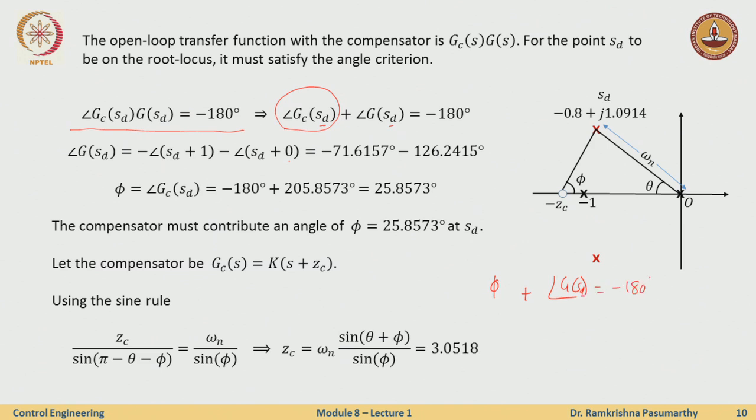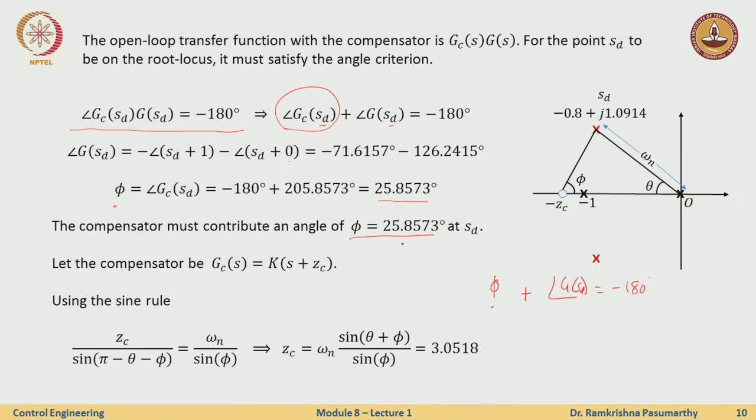If the angle of G(s_d) by itself is minus 180, I do not need to do anything here. The compensator need not add an extra angle. So in this example, it turns out that phi should be 25.8 degrees. These are very simple computations. So this compensator or controller must contribute an extra angle, and therefore I call it a lead compensator. It adds an angle to the root locus.